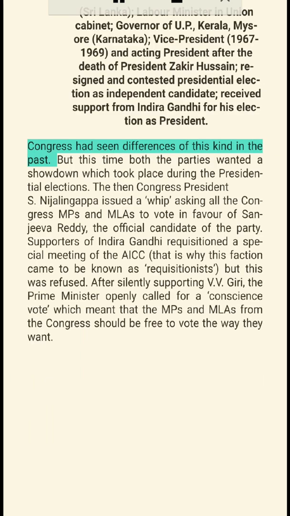Congress had seen differences of this kind in the past. But this time both the parties wanted a showdown which took place during the presidential elections. The then Congress President, S.